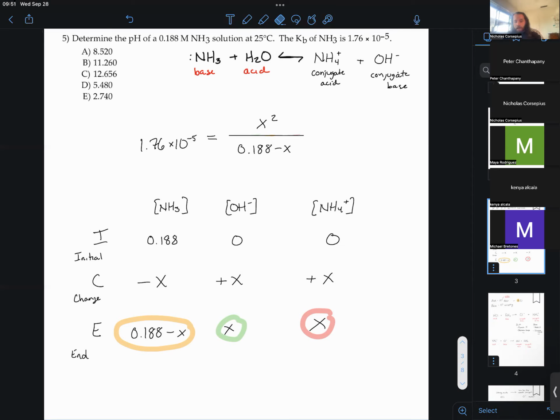We have this one last simplifying assumption that we can make, which I had mentioned last time, is not 100% necessary, especially now with calculators being as good as they are, but nonetheless, it'll make our lives a little bit easier. Because this number is so low, anything less than 10 to the negative 3, we can just ignore that minus X right there, because the X is going to be so small that 0.188 minus X is basically just 0.188. If we make that assumption, it'll make our algebra much easier. So everybody take a second and see if you can calculate what X would be.